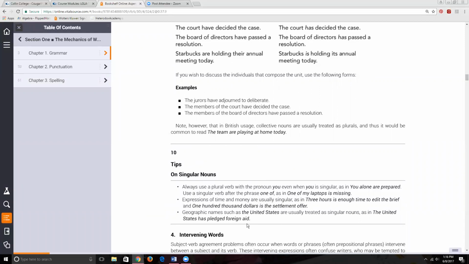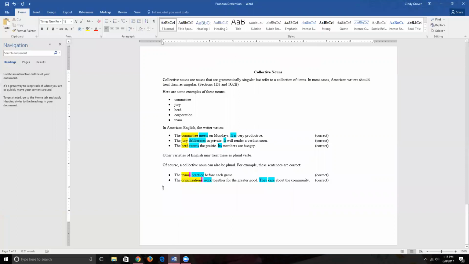Another one is geographic names that end with S. This isn't true everywhere that people speak English. I'm not sure that the British would agree with this, but I've heard it said in other places. But for those of us in the United States, we don't think about each state as separate. I mean, this is a collective noun. We think about the whole government, the federal government, as representing all 50 states. So we say the United States has pledged foreign aid.